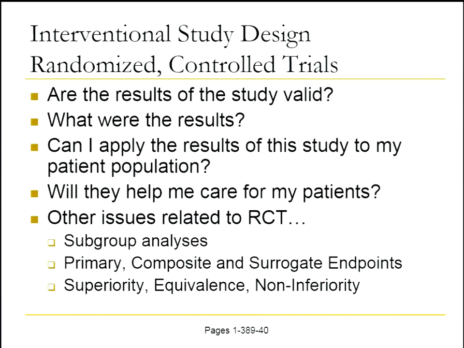So some questions, and maybe these seem obvious to ask relative to randomized controlled trials. Are the results of the study valid? Do they make sense? What were the results? Can I apply these to my population? Can they help me care for my patients? And we're going to go through some of these questions relative to subgroup analyses, primary, composite, and surrogate endpoints, and some of the problems that exist in trying to interpret that literature. And then lastly, briefly talk about superiority, equivalence, and non-inferiority trials, the latter two of which are kind of exploding in the literature and often a little bit more difficult to interpret.